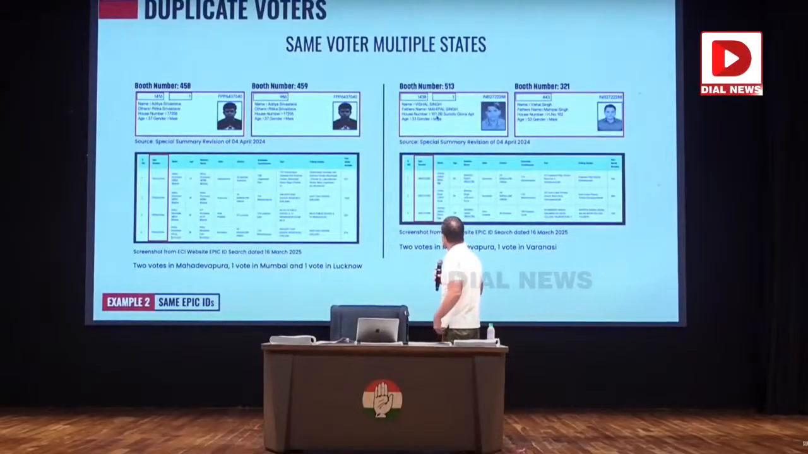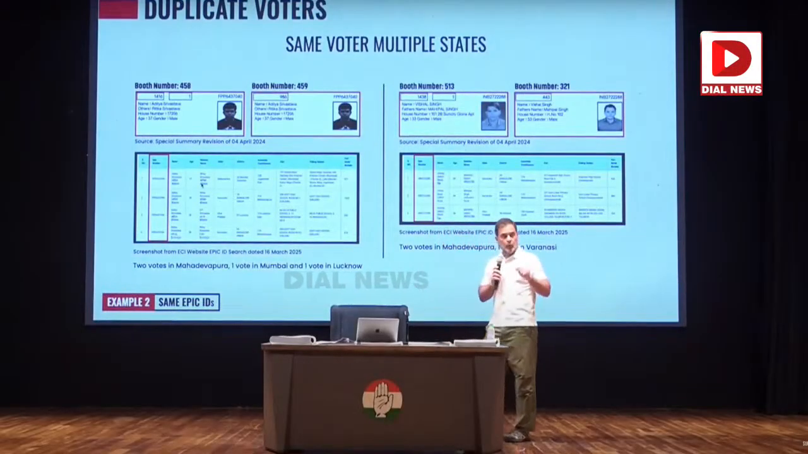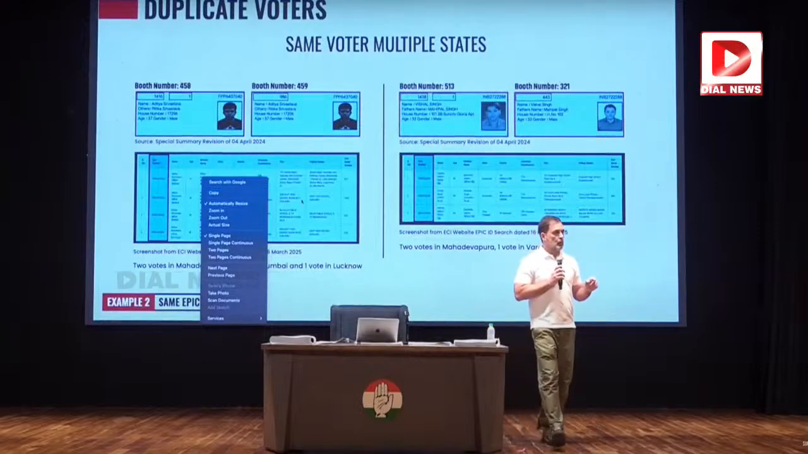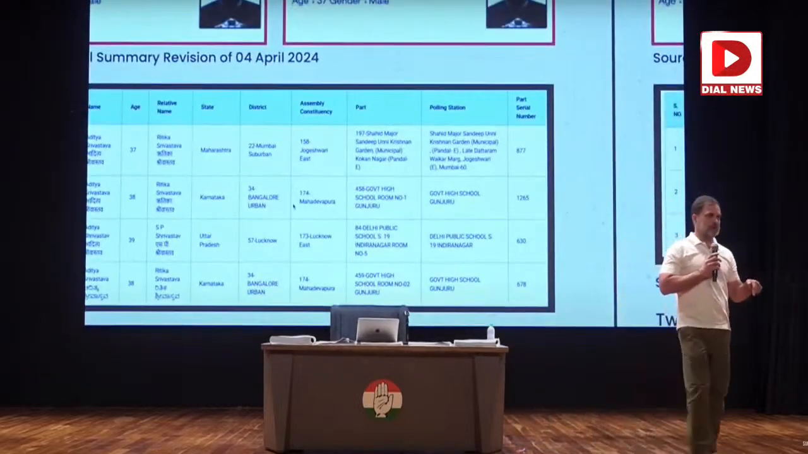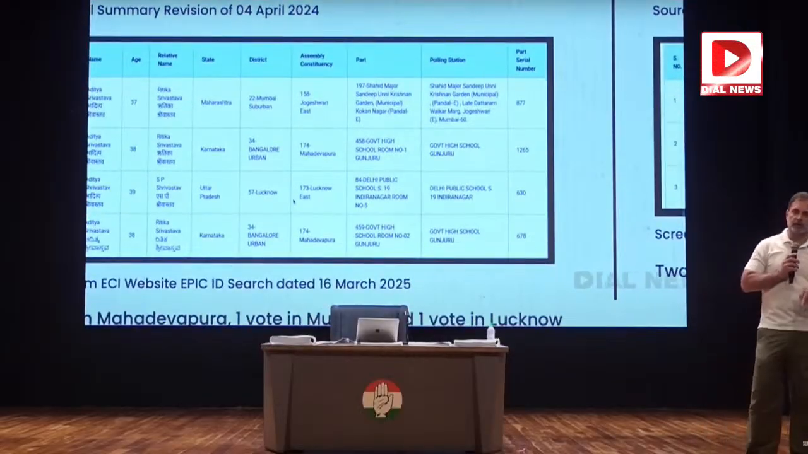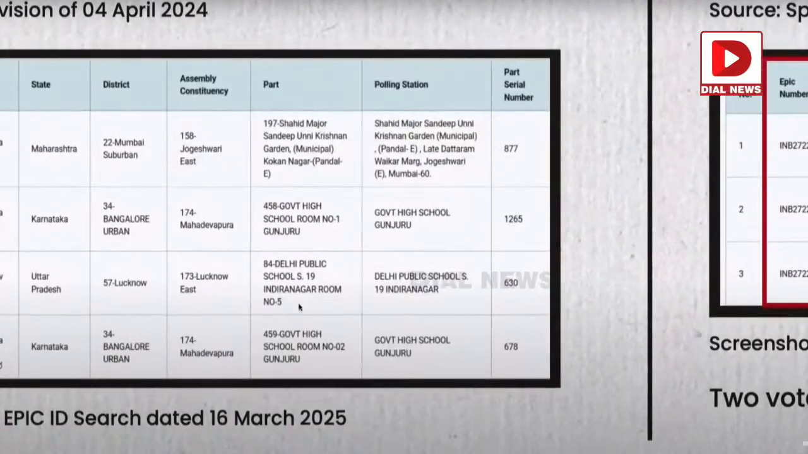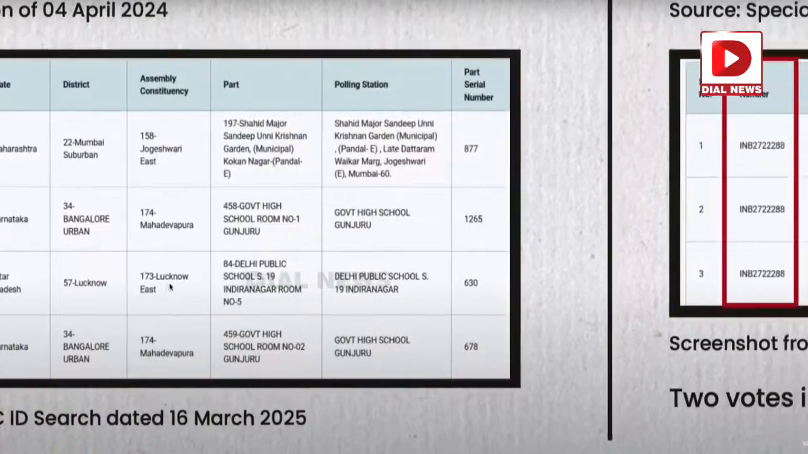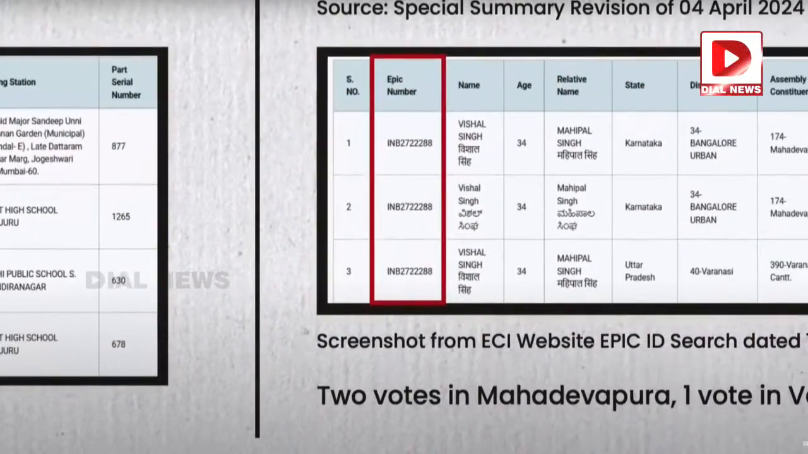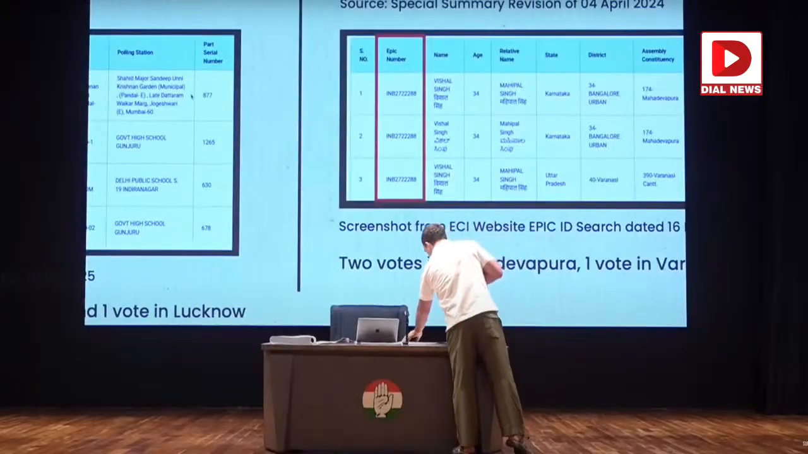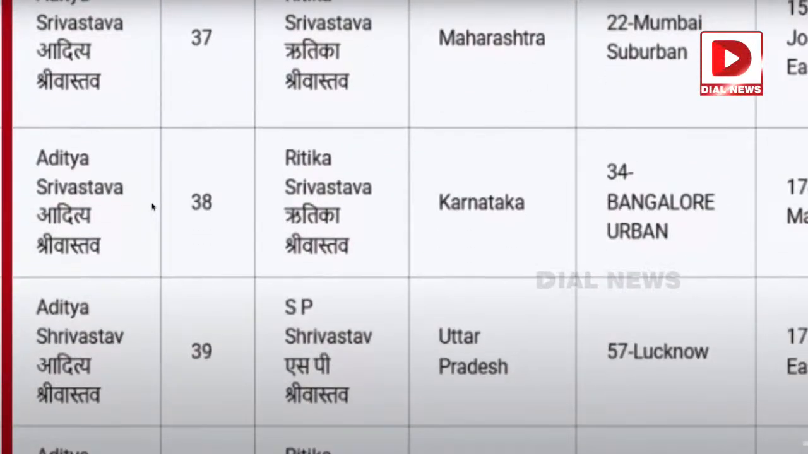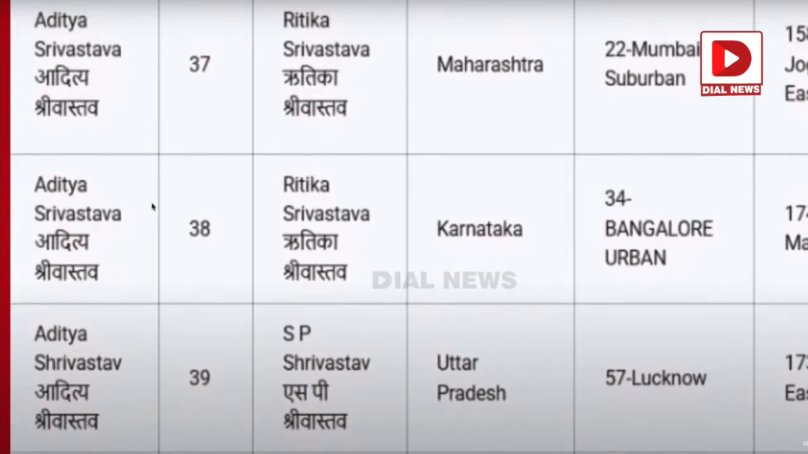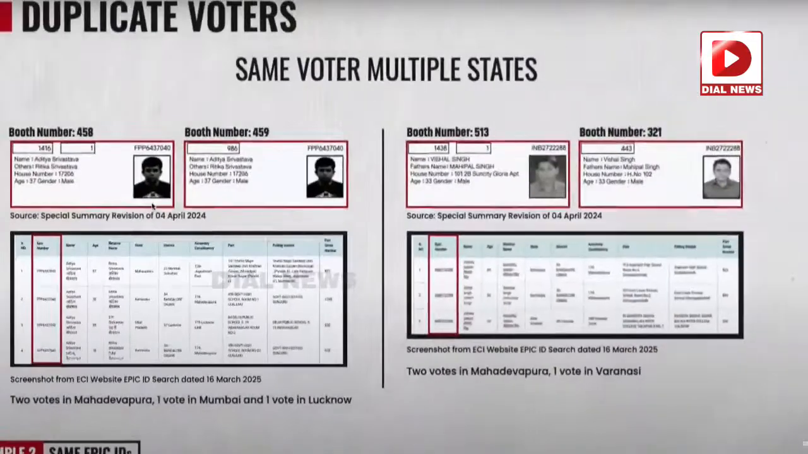Second example, same voter voting in multiple polling booths in Karnataka in the assembly and also voting in Uttar Pradesh, voting in Lucknow, voting in Varanasi. Zoom in, show the name. This is the gentleman called Aditya Srivastava. Just zoom out for a second. Yeah, just zoom into the top 2 there.